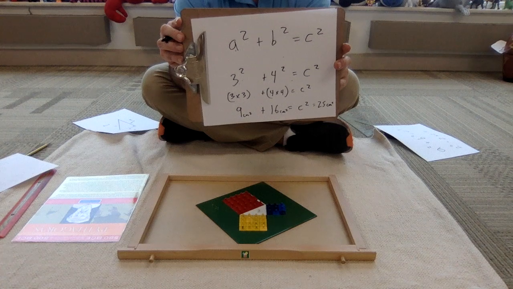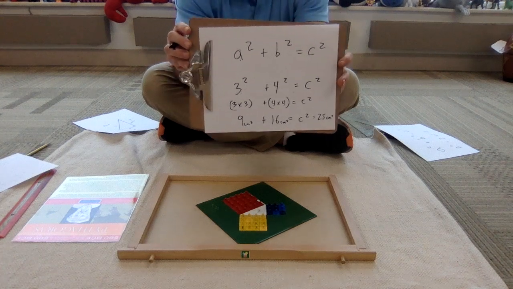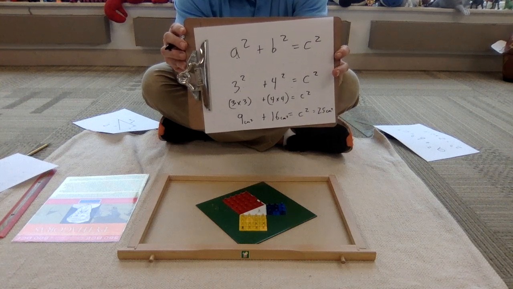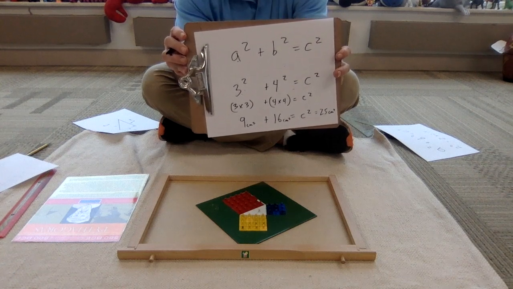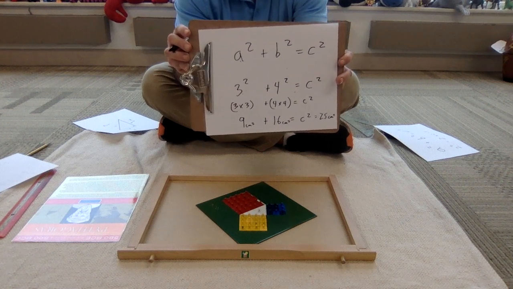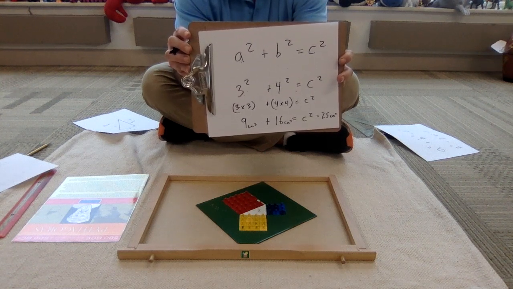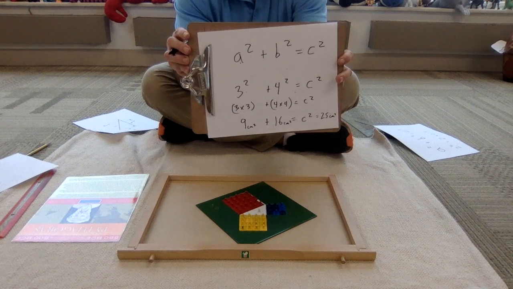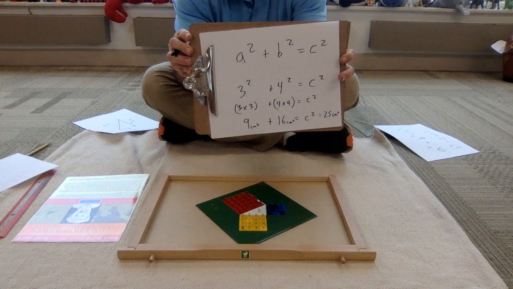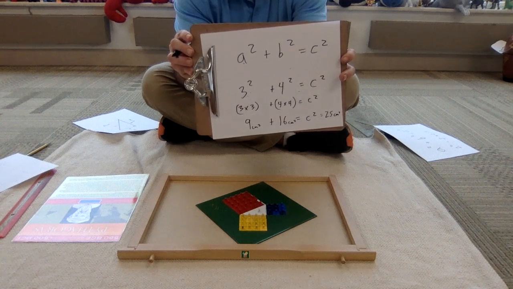So 25 centimeters squared. Now, because a lot of you haven't learned how to do square roots, what we need to do is keep it simple now and think, what number multiplied by itself gives us 25? Think about that. What number multiplied by itself gives us 25? Well, if you thought 5, you are correct. 5 times 5 is 25.